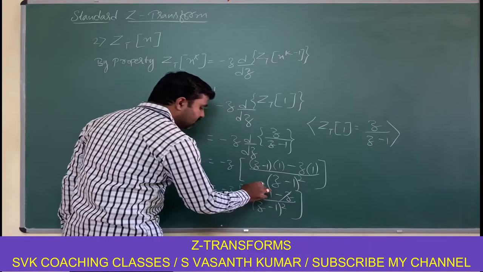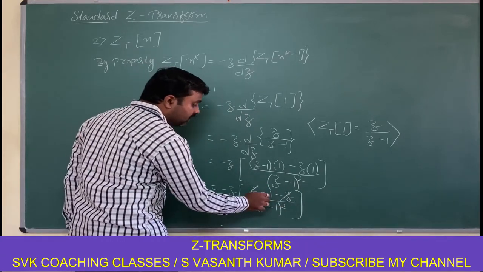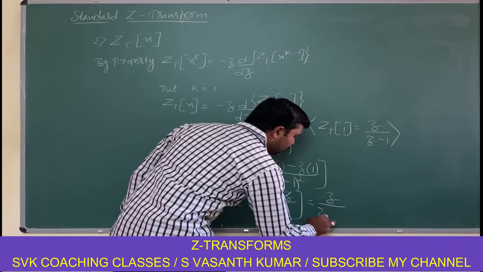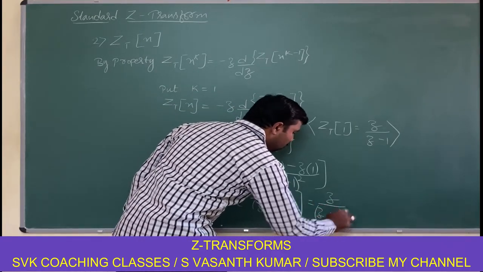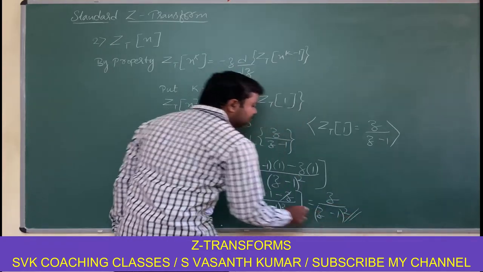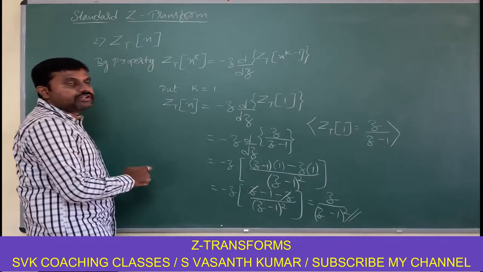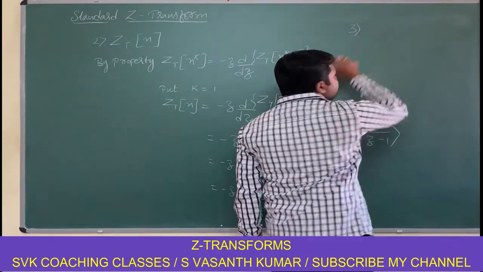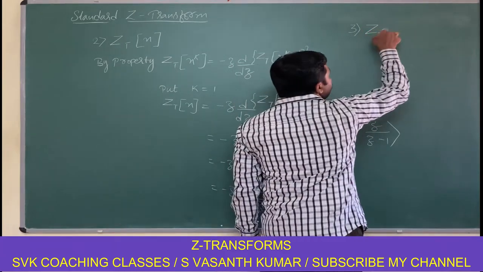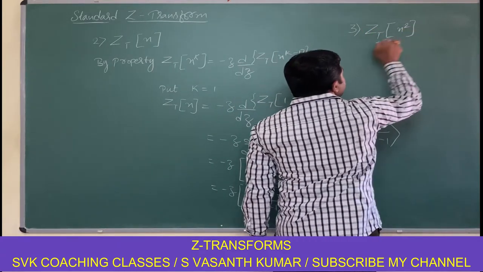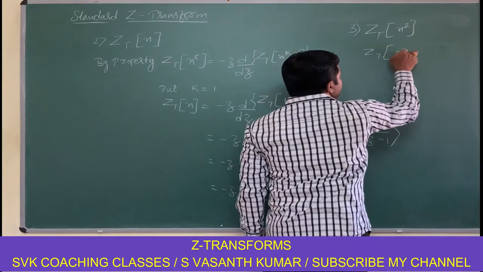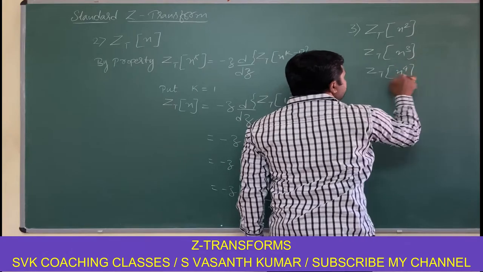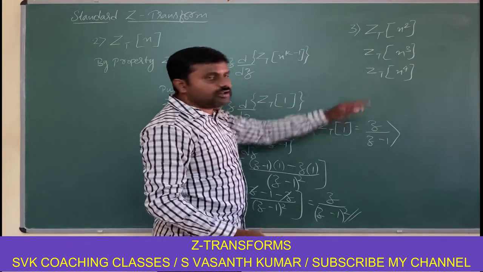So z and minus z get cancelled. You are left with minus 1 inside. Minus 1 into minus z is nothing but z by z minus 1 the whole square. This is the standard form of Z transform of n. Similarly, we have standard Z transforms for n square, n cube, n power 4. We can find all the standard Z transforms.